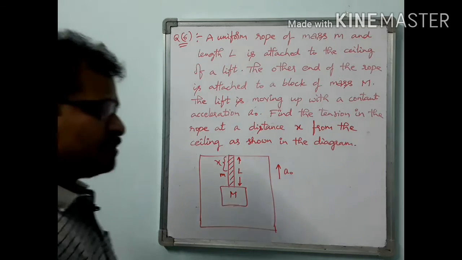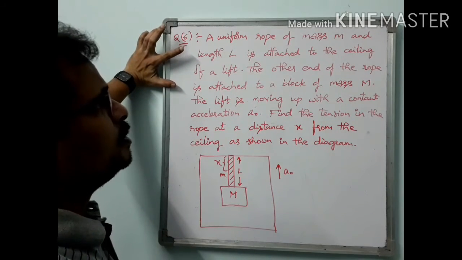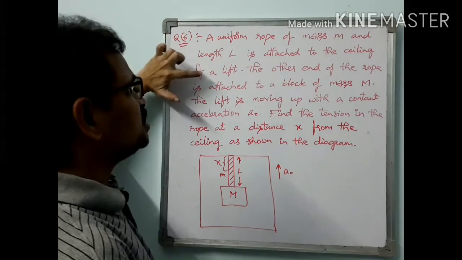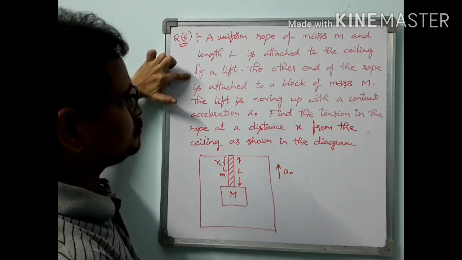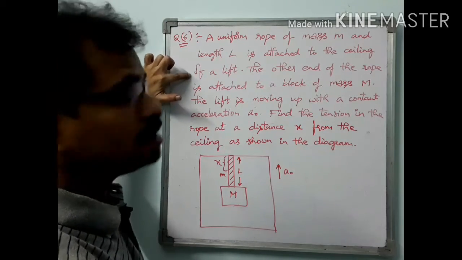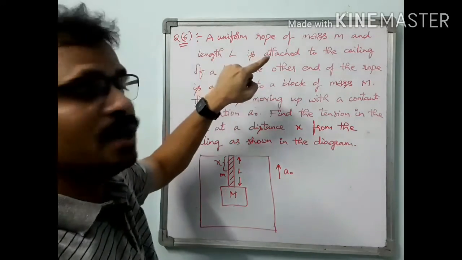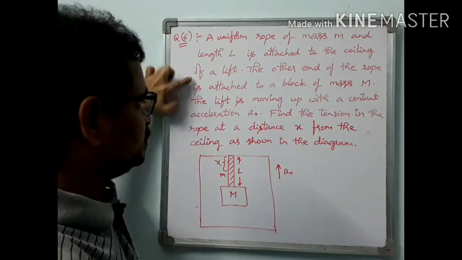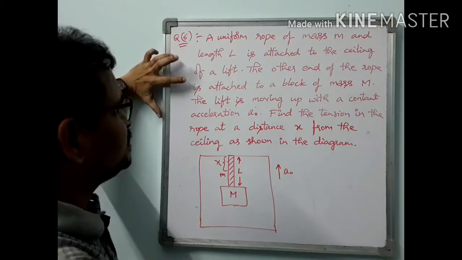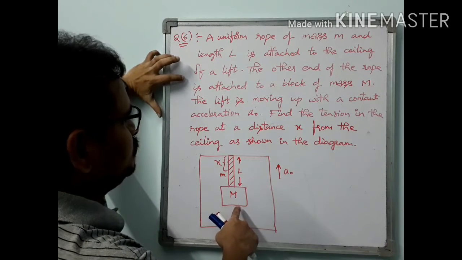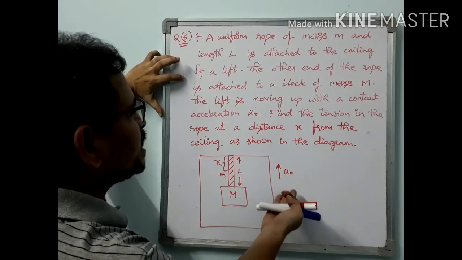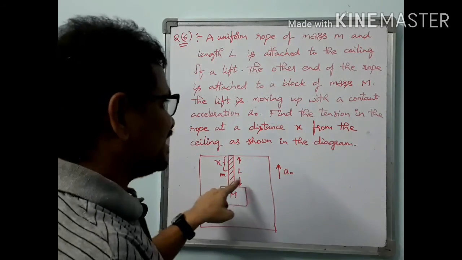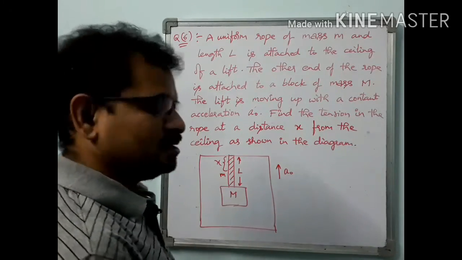Next question is question number 6. A uniform rope of mass m and length capital L is attached to the ceiling of a lift. Once again I am reading out. A uniform rope of mass m and length capital L is attached to the ceiling of a lift. The other end of the rope is attached to a block of mass capital M. The lift is moving up with a constant acceleration a0. Find the tension in the rope at a distance x from the ceiling as shown in the figure.